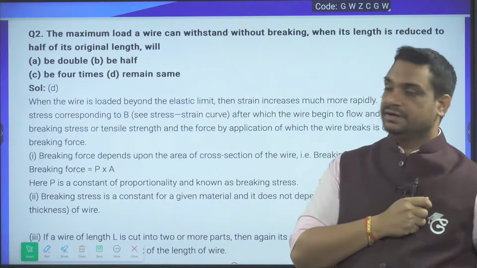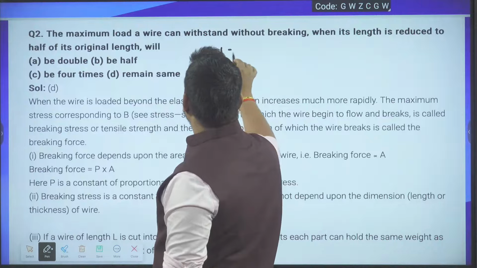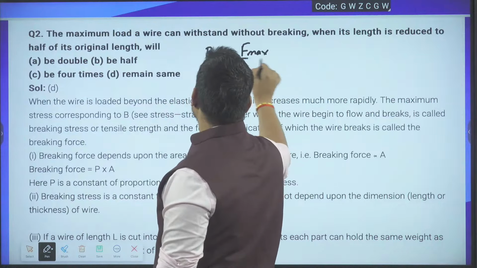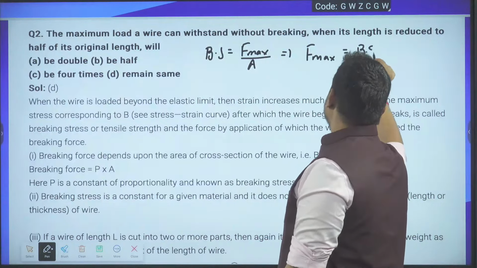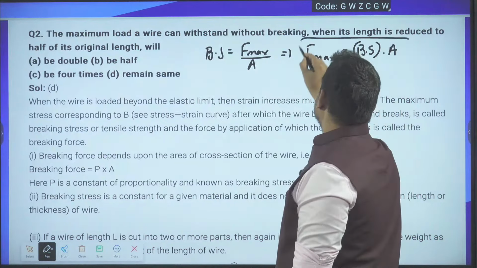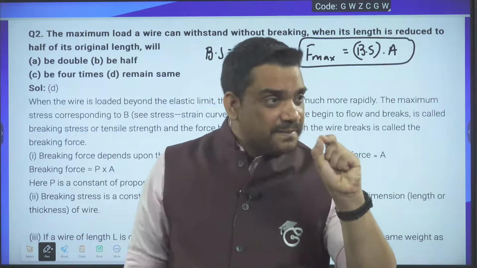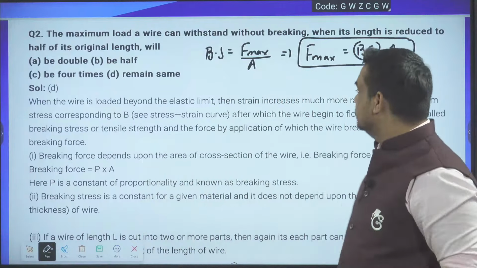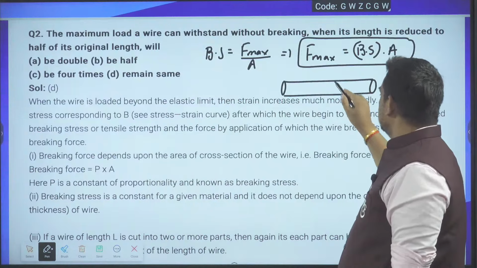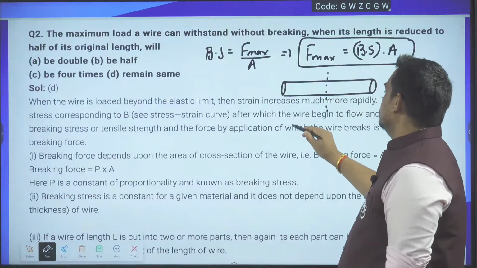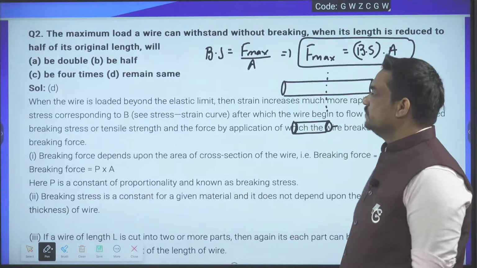Will it be the same or different? See, in this one, breaking stress is simply given by F max divided by A. So maximum force is equal to breaking stress into area. So F max depends on the area, not on the length. If this is your wire, it can take some maximum force. If you cut it into two parts, its area remains the same, and if the area remains the same, your maximum force will remain the same.